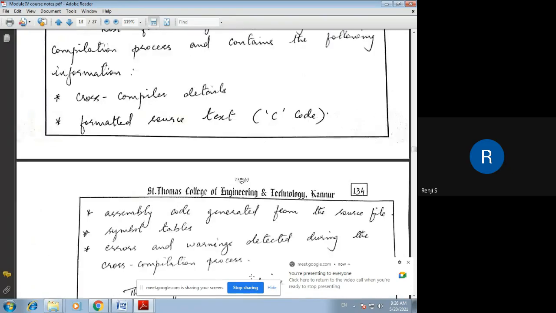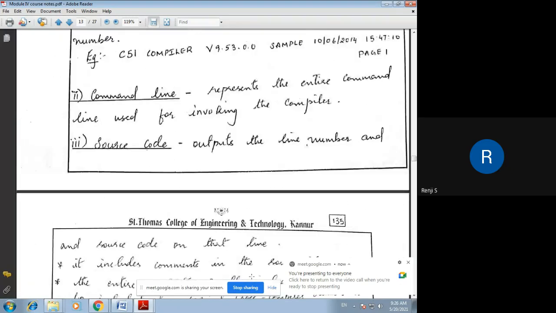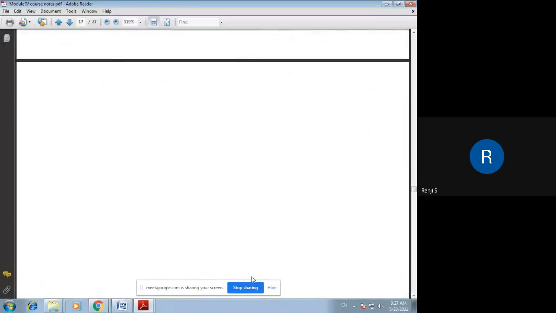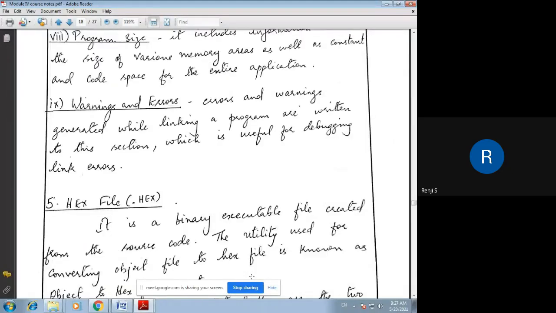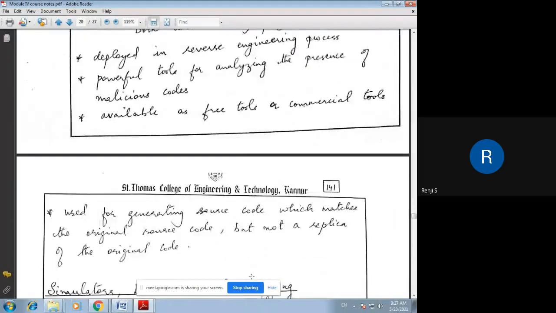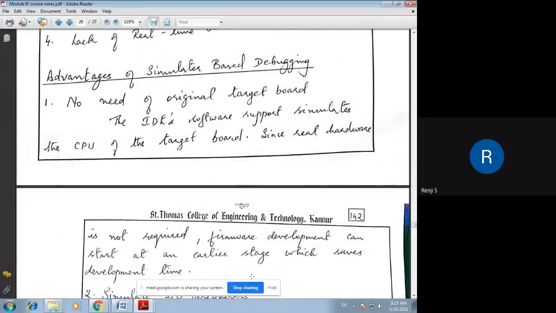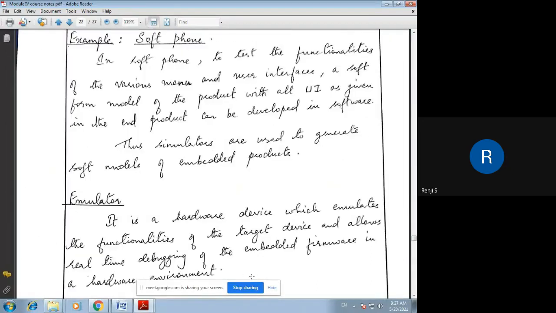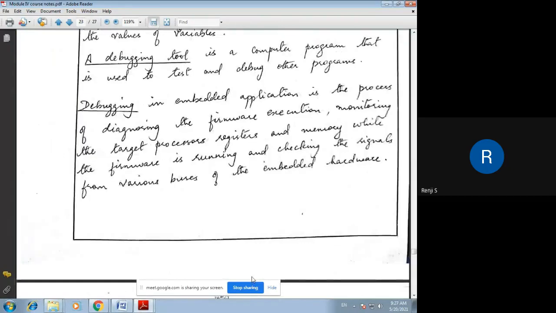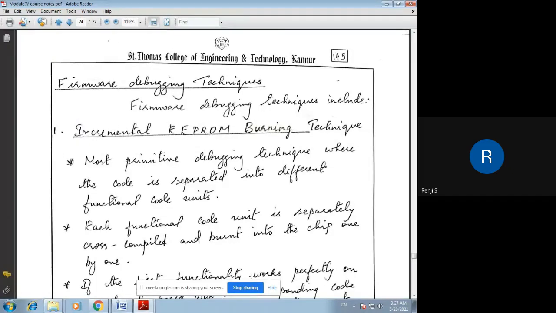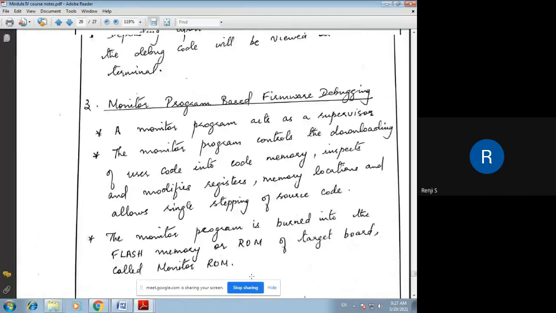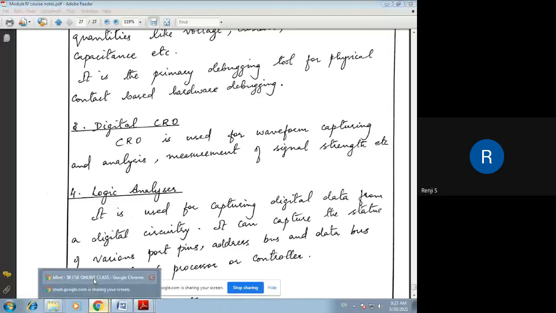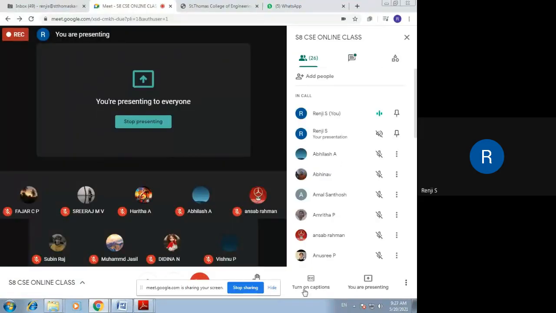And then we came to the last section: simulators, emulators, and debuggers. We said what is a simulator, what is an emulator, and then debuggers. There are debugging tools for both firmware and hardware, and what are the firmware debugging techniques, and what are the hardware tools used for debugging. Okay, is it clear? Hello, is it clear?